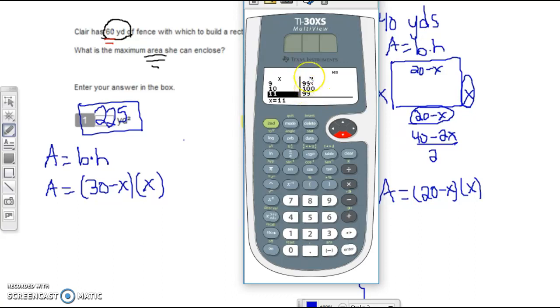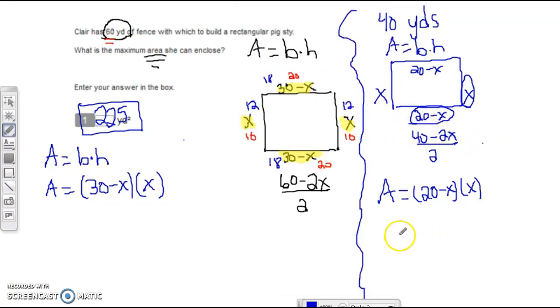Okay, so right here, my area starts going down. It gets all the way up to 100, and then it starts decreasing again. So that means that my maximum area is 100, and that's when my side length is 10. So my maximum area here would be 100 yards squared.